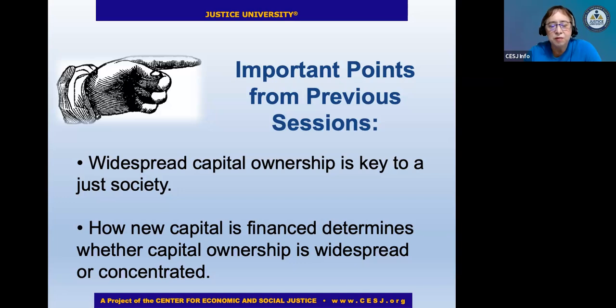And what's also very important, and this session will talk about how this is done, but we need to consider, when we talk about any new capital formation or technological development, we need to look at how it's being financed, because that will determine who ultimately owns.